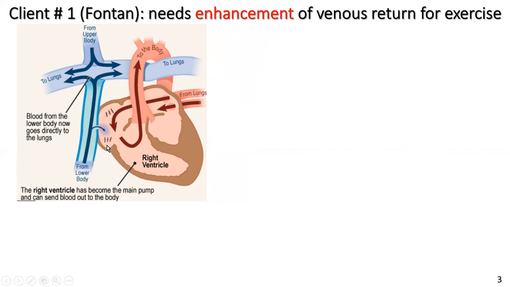This light blue structure here is a conduit, which has been inserted, meaning that the right heart is now being bypassed in terms of venous return. There's only a tiny amount of direct venous return going into the right atrium.